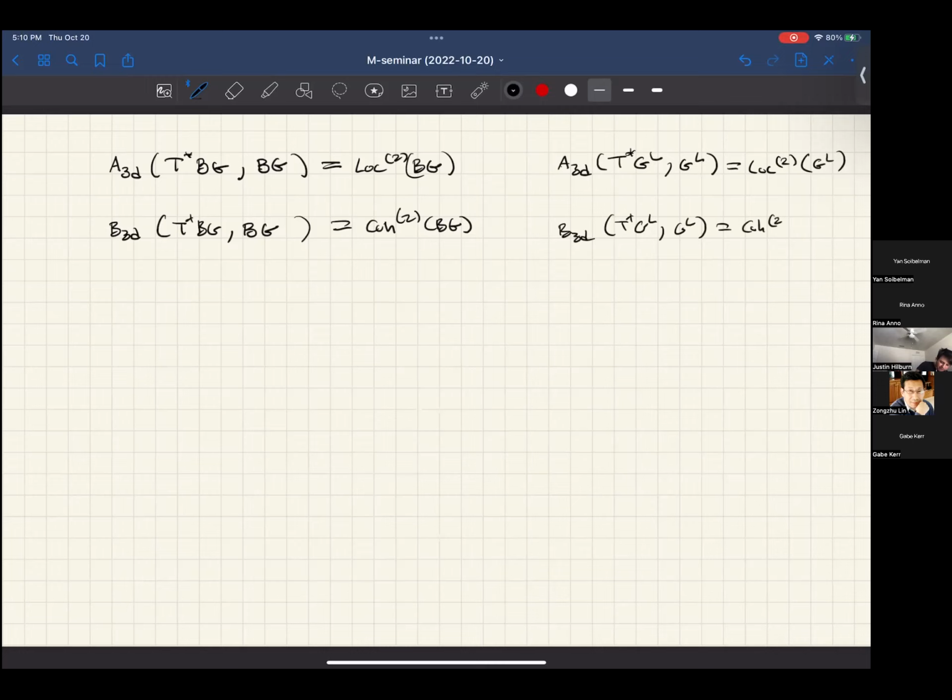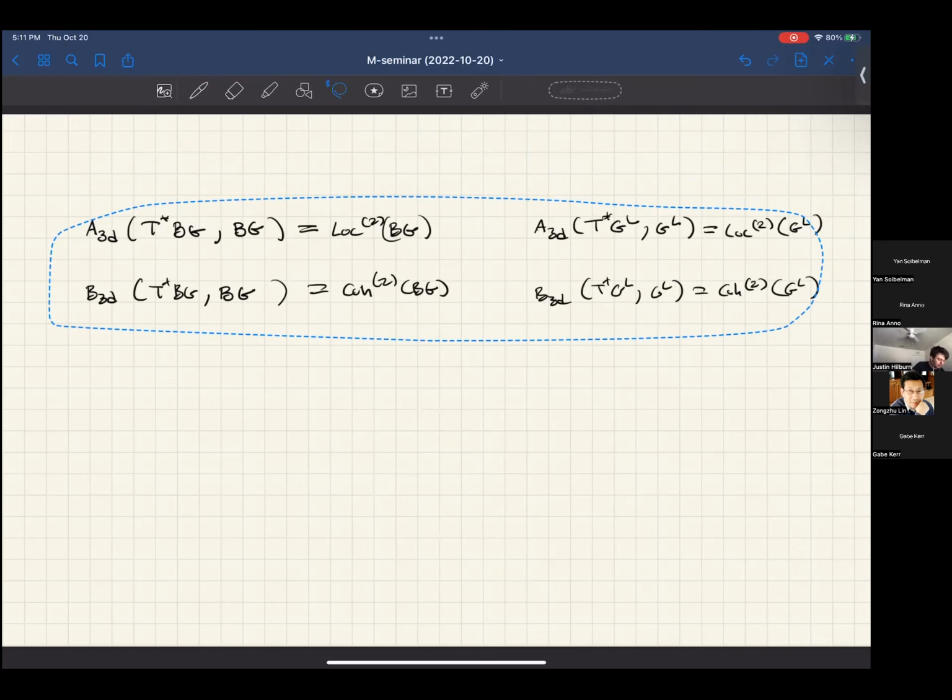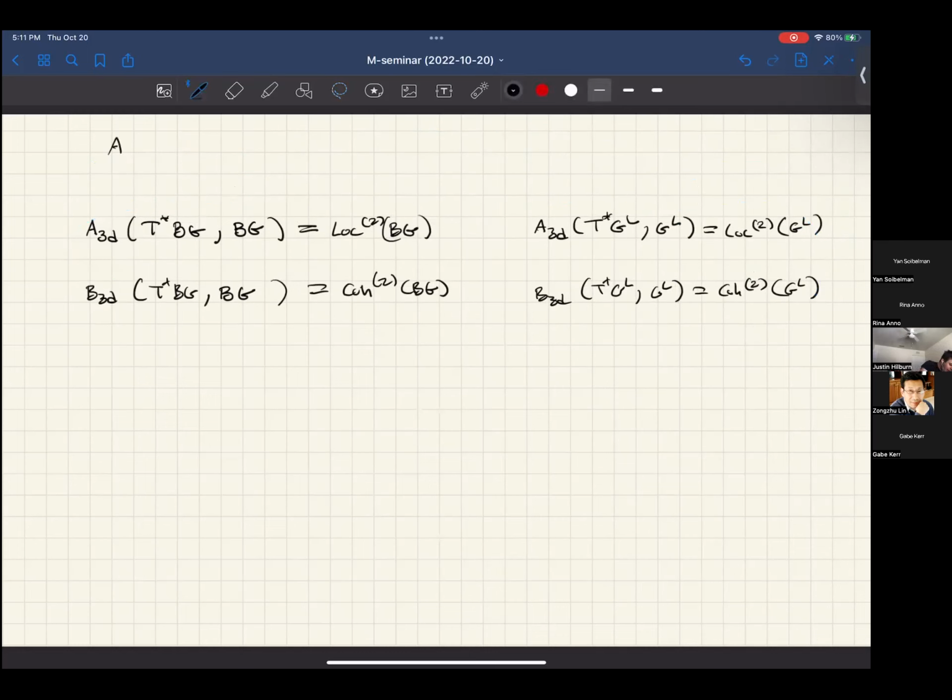And I sort of claim that this thing is going to be a feature. I've literally just rewritten what I wrote on the other page, in a more microlocal sort of way. So here, what I'm claiming is that these categories, A3D, should depend on both a hyper-Kähler manifold and some sort of Lagrangian skeleton.